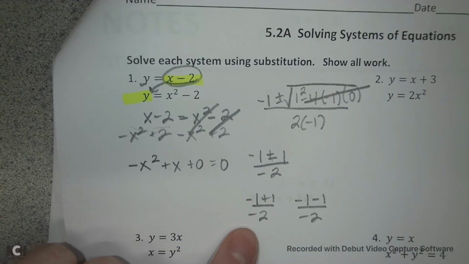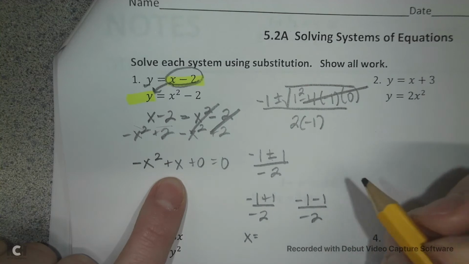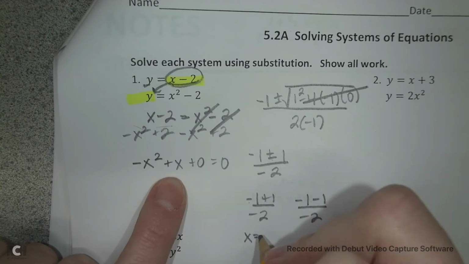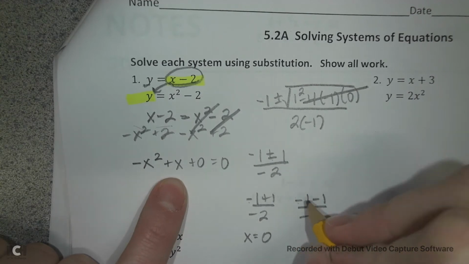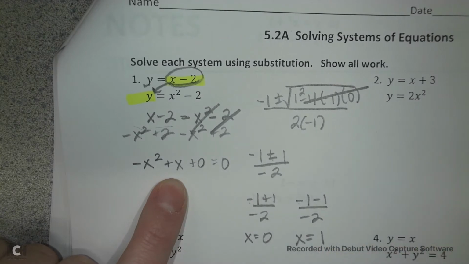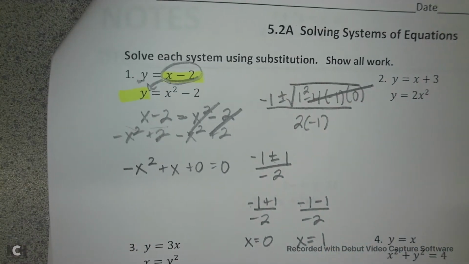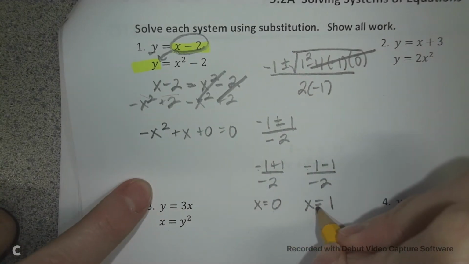So this gives me, remember what letter we have, an x value of, well, negative 1 plus 1 is 0, so that would be 0, because 0 divided by 2 is 0. And this, negative 1 minus 1 is negative 2. Negative 2 divided by negative 2 is 1. So this time I'm going to have two answers. So I have my two x values.